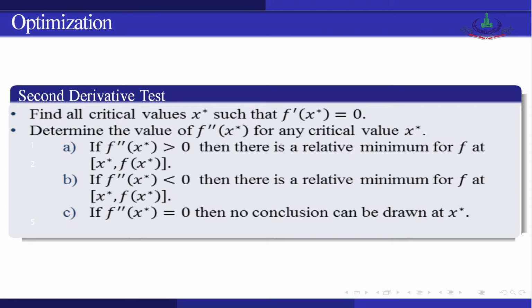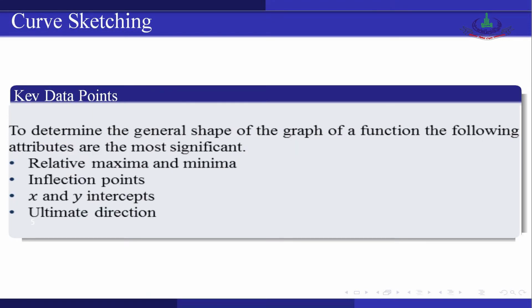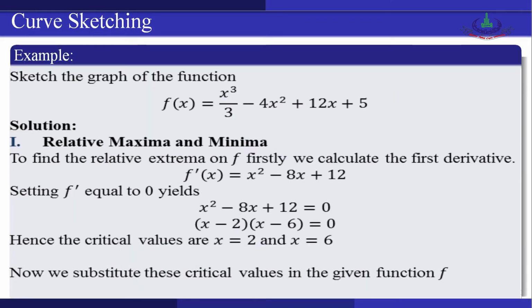Dear students, key data points. To determine the general shape of the graph of a function, the following attributes are most significant: relative maxima and minima, inflection points, x and y intercepts, and ultimate direction. Dear students, now we look at an example.